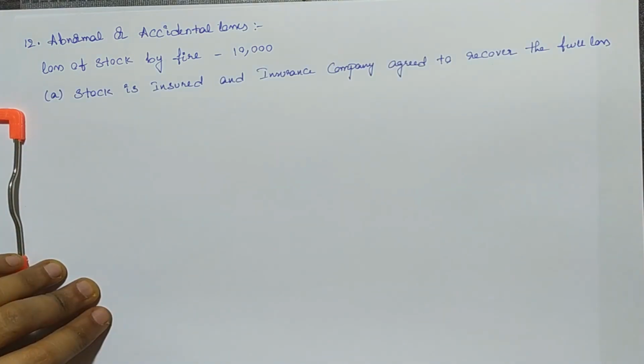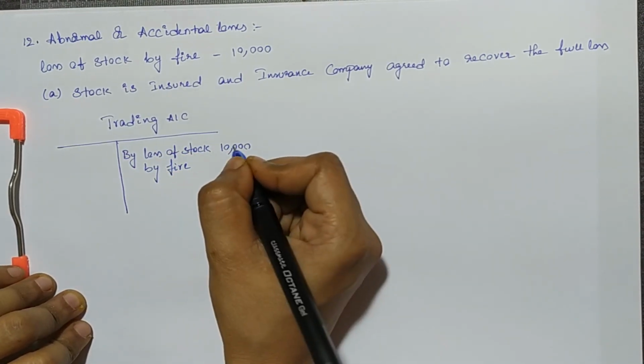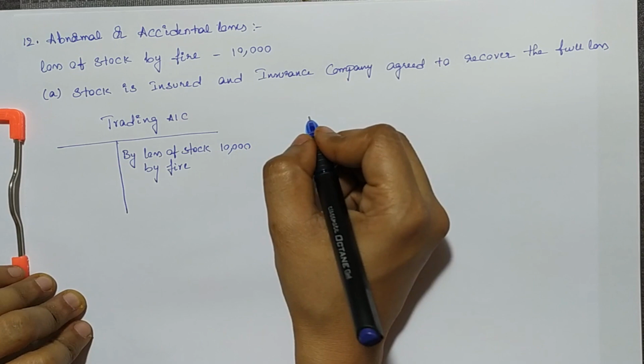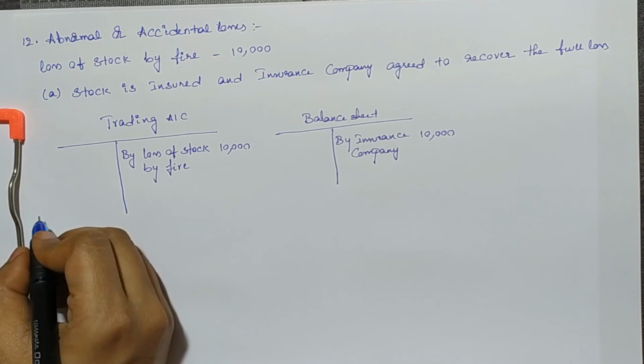Let's discuss the first case, that is stock is insured and the insurance company agreed to recover the full loss. Here the total loss amount is 10,000. This 10,000 we mention on the credit side of the trading account as by loss of stock by fire. Also we will mention this amount in the balance sheet on the asset side as insurance company.